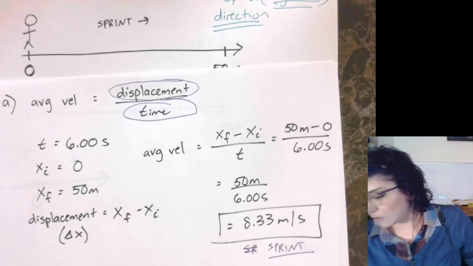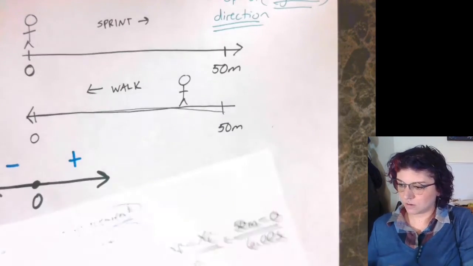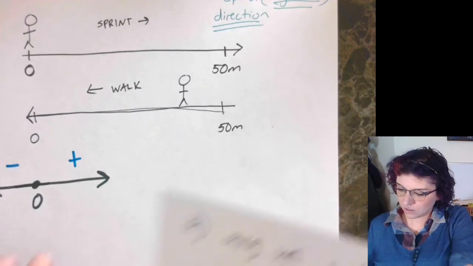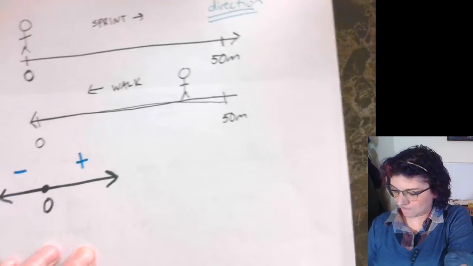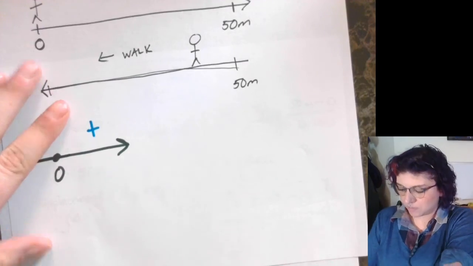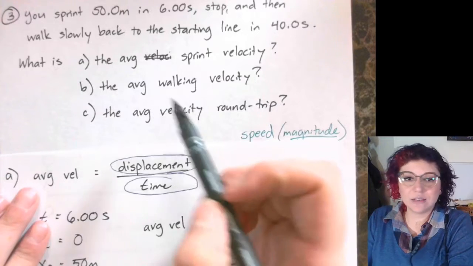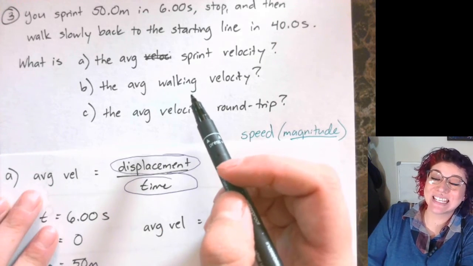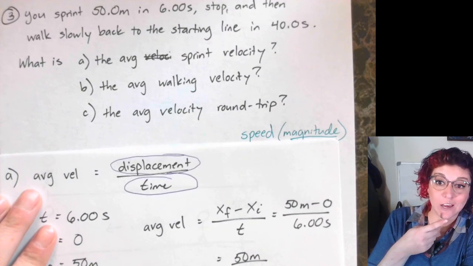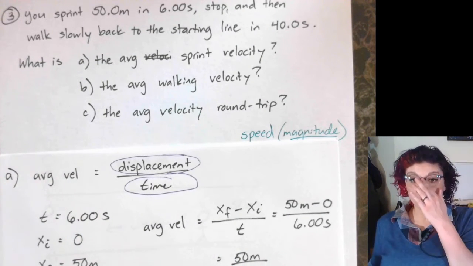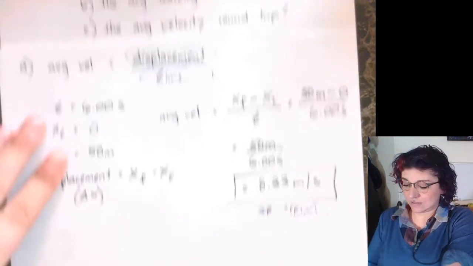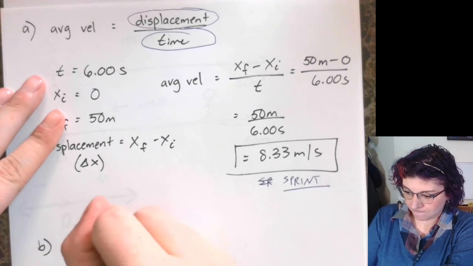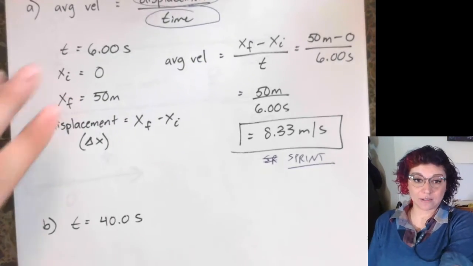Let's look at part B now. We're asked to find the average walking velocity. So the average velocity during that second leg of the trip. I know that it took me 40 seconds to walk back.